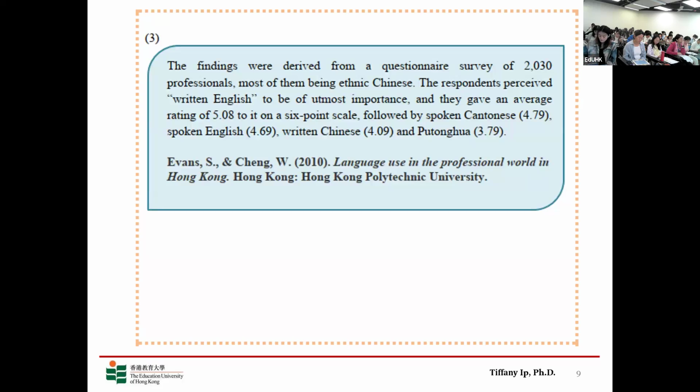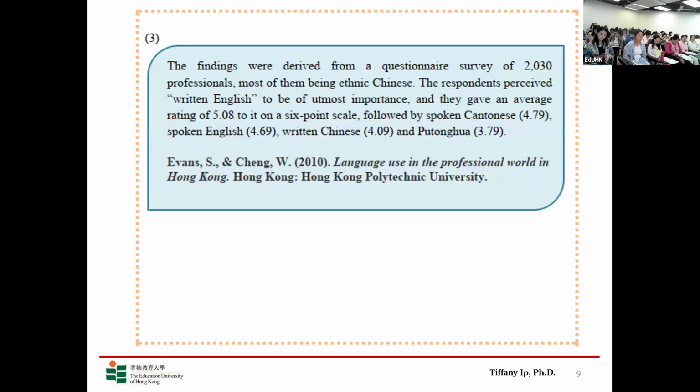Okay, so do you understand what this sentence means? Which one is viewed as the most important? Yeah, written English. And then followed by spoken Cantonese. So when they say followed by, that means the other four are what? Yeah, at least according to the interviewees, they are less important. Then you are already using these words to describe the situation.